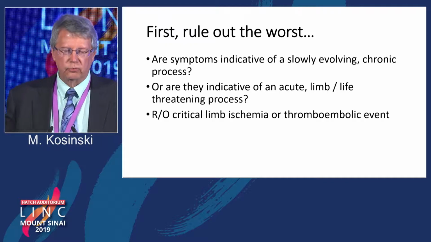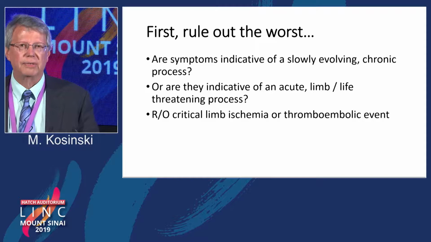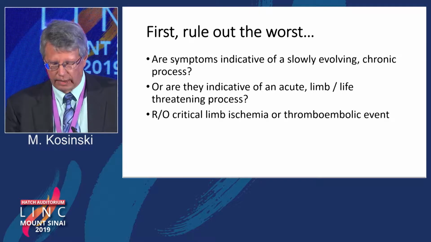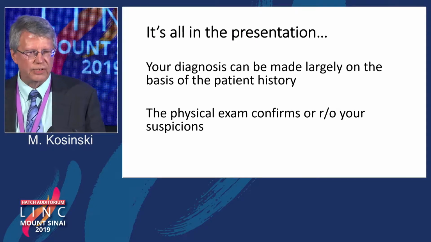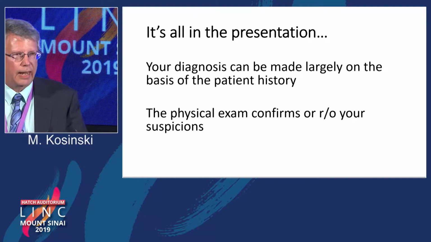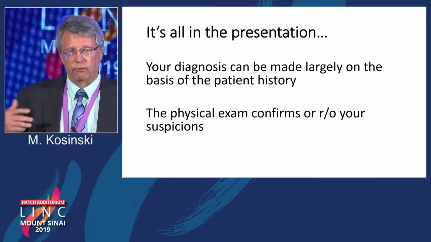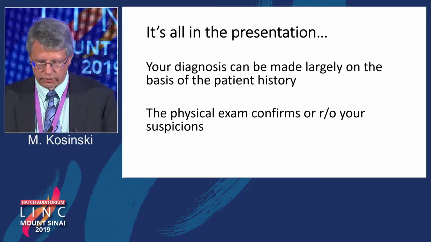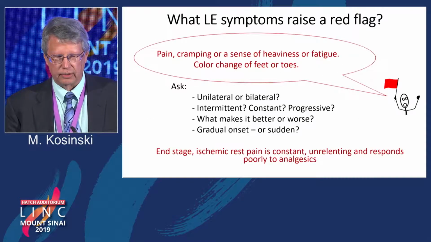So we need to remember that we need to rule out things like critical limb ischemia and thromboembolic events, something that's acute, something that needs intervention immediately, versus something that you have a little bit more time with. So like in fishing, it's all in the presentation. And your diagnosis is made largely on the basis of the history that you get from your patient, and then your physical exam confirms or rules out your suspicions. So history is just as important as the physical exam.